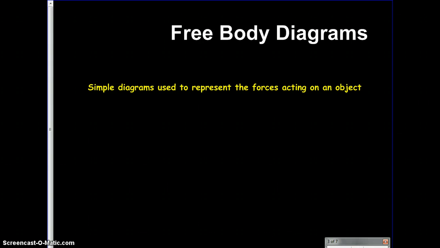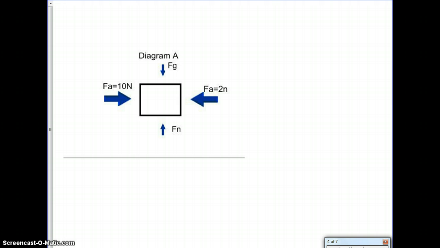This tutorial is designed to help you better understand how to make some very basic, beginner's level free body diagrams. They're simple diagrams used to represent forces acting on an object, and then we're going to interpret those diagrams to discuss the resulting motion. Please remember, these are basic, beginner's level. When you get into higher level physics, you'll be able to have some more complicated interpretations of these same simple diagrams.